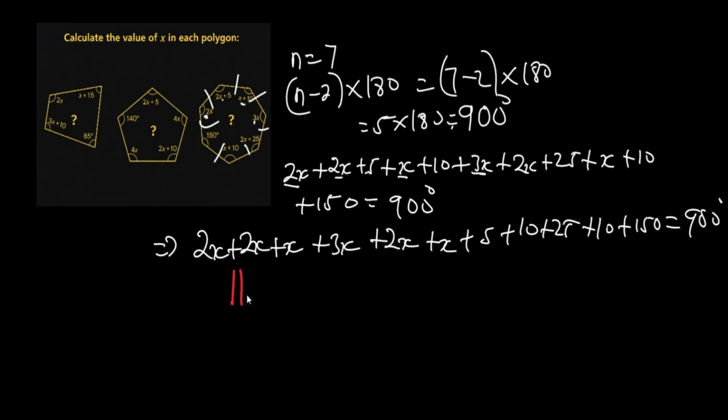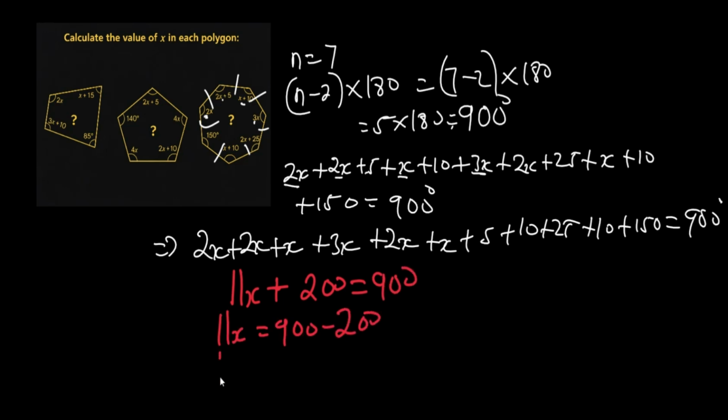So here is going to give us 11x plus 5 plus 10 is 15, and 15 plus 25 is 40. 40 plus 10 is 50, and 50 plus 150 is 200. So here we have 200 is equal to 900. We send the 200 to the other side, so 900 minus 200, 11x is equal to 700. We divide both sides of the equation by 11, and then 700 divided by 11 is going to give us 63.6.